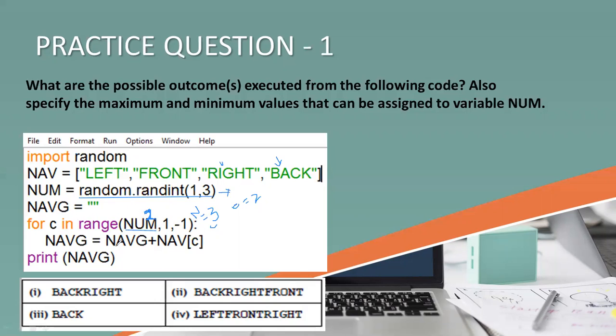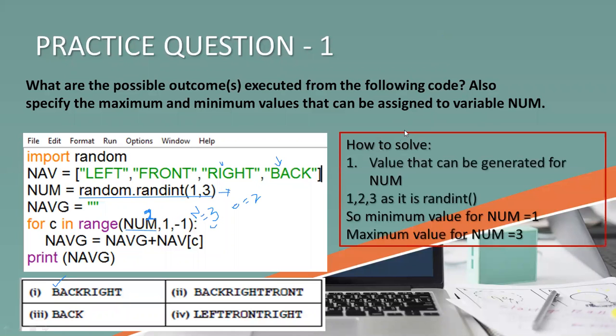Now it is going to print the navg. So what will be the option? The option that correctly matches our output is back right only. The rest are not the options which we are getting. So I have tried to execute this step by step. If you feel any problem, please let me know.